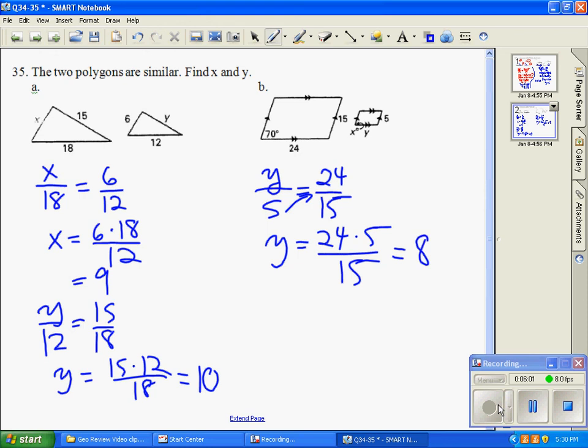Okay, and now we still have to find the angle x. Now we can see that x corresponds to this angle right here. So therefore x equals 70 because corresponding angles are congruent in similar figures.